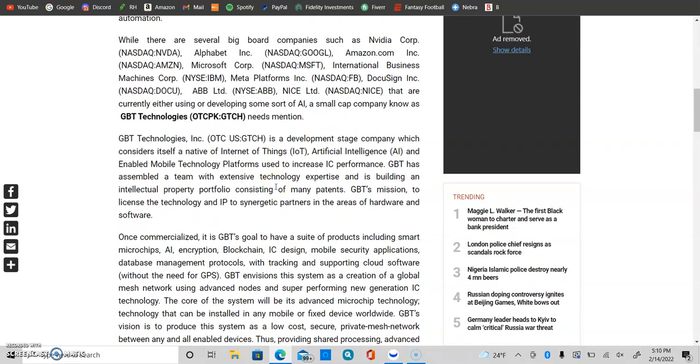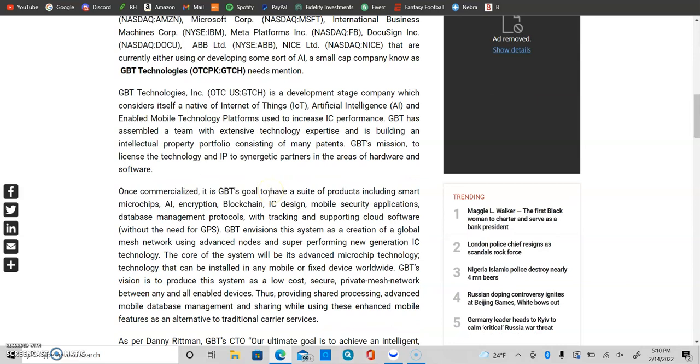You can see once commercialized, it's GBT's goal to have a suite of products including smart microchips, AI, encryption, blockchain, IC design, mobile security applications, database management protocols, with tracking and supporting cloud software without the need for GPS. GBT does envision the system as a creation of a global mesh network using advanced nodes and super performing new generation IC technologies. The core of the system will be in its advanced microchip technology that can be installed in any mobile or fixed device worldwide.